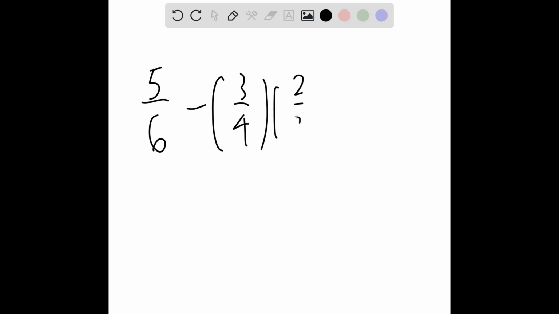So in this question, we have 5 over 6 minus 3 over 4 multiplied by 2 over 3. And the multiplication precedence is higher than subtraction, therefore we have to do this first, and then we can subtract this first number by the second fraction.